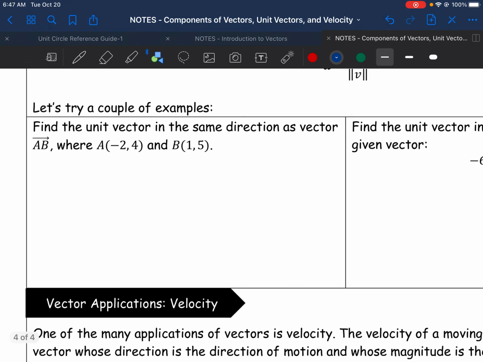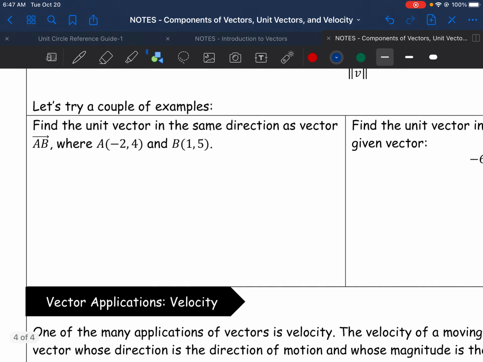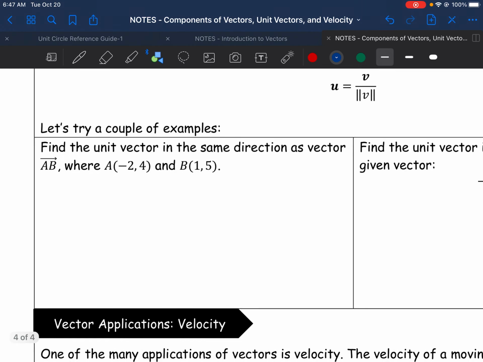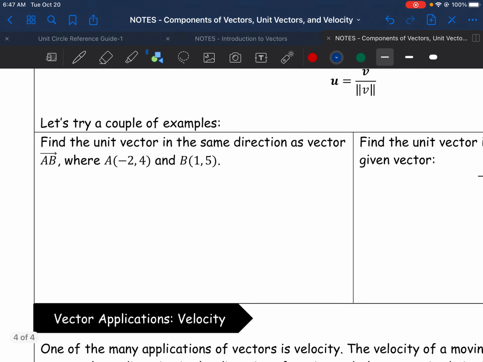We want to find the unit vector in the same direction as vector AB, where A is the point -2, 4, and B is the point 1, 5. So the first thing I want to do is find the component form of the vector AB. That's what I'm going to work on first, because we're just given the points A and B.